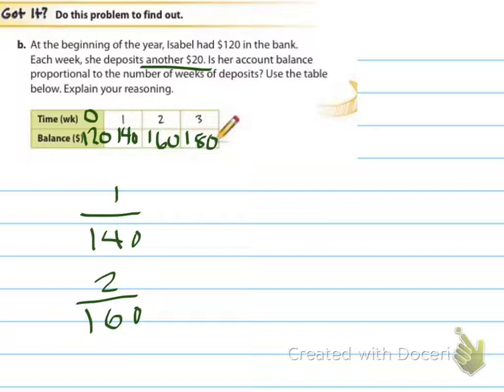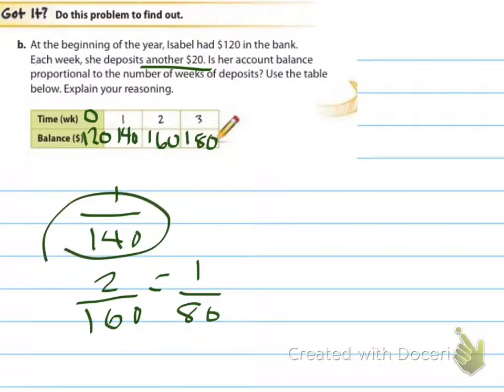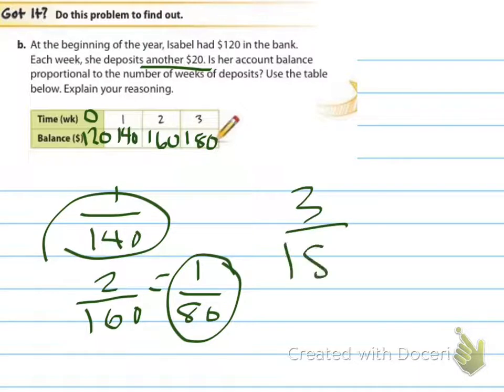Now, in 1 week you had $140. In 2 weeks you had $160. If you simplify this, it's going to be 1 over 80. And so you're saying right now that in 1 week you saved $140, and in 2 weeks you did $80 a week. And then for the 3 over 180, now you're saying that each week you're saving $60. That's not the case.